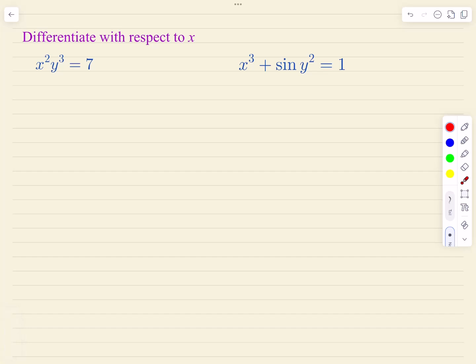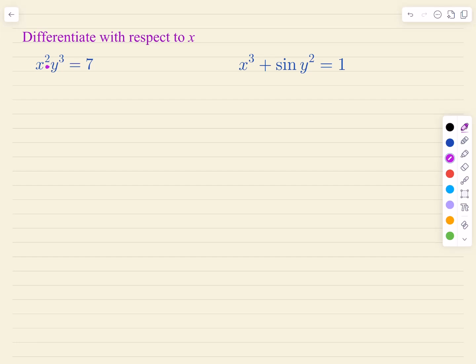Here we have expressions we need to differentiate with respect to x. So here, as we see, we have a product between x squared and y cubed equals 7. We differentiate each side separately. And since we have a product between them, we will apply the product rule. You can watch the video about the product rule that appears also top right of the screen.